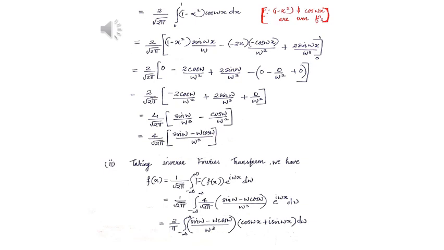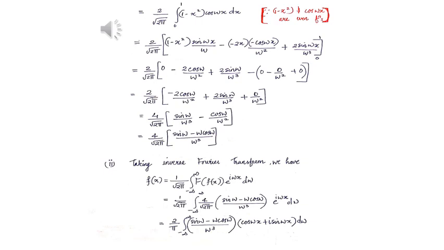So the cos part is even, so it can be written as 2 by root 2 pi integral 0 to 1 of 1 minus x square cos omega x dx. Now we are going to integrate this. We are having two functions: one is 1 minus x square and the other one is cos omega x. So you can use integration by parts. That is 2 by root 2 pi. Here the first function is 1 minus x square and the second function is cos omega x.